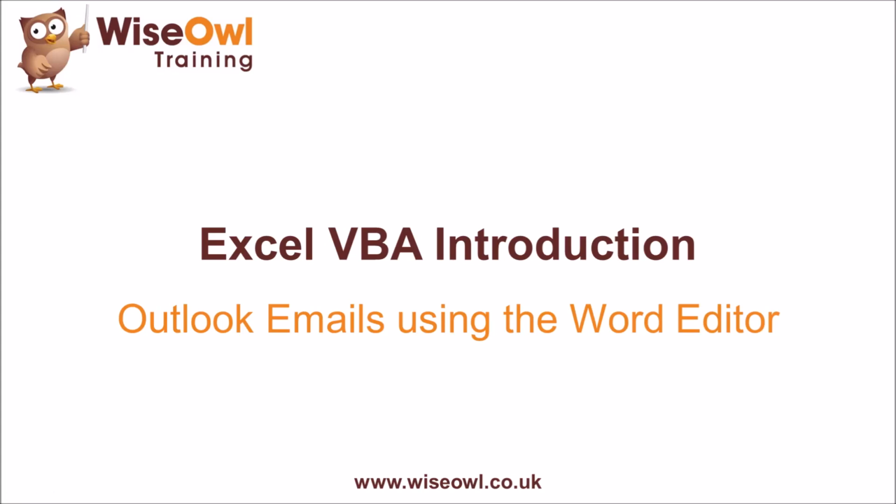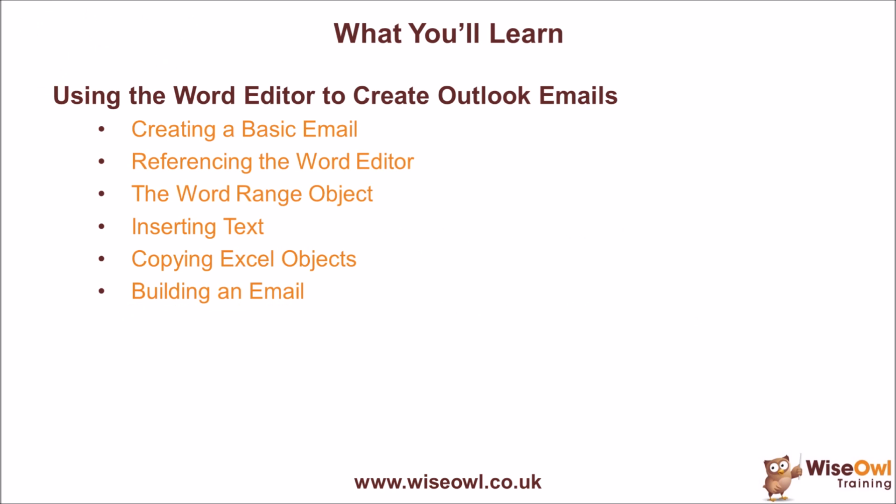In this video we're going to look at how to generate an Outlook email using the Microsoft Word editor. We'll start with a quick recap of how to use Outlook to create a basic empty email and set some of its simple properties. We'll then move on and find how you can get a reference to the Word editor of the email, followed by a quick demonstration of the Word Range object and how you can use that to do things like insert text at a set point and copy Excel objects such as tables and charts.